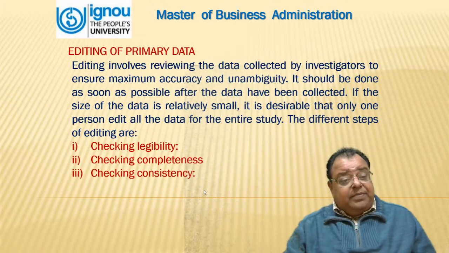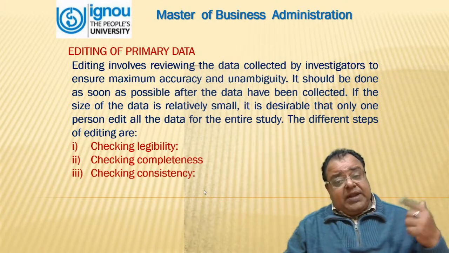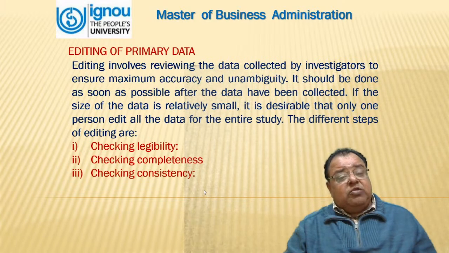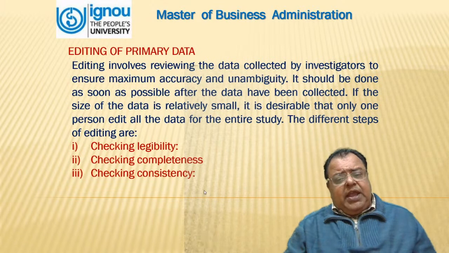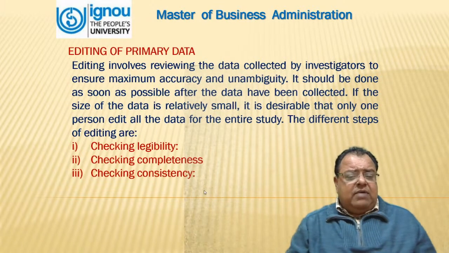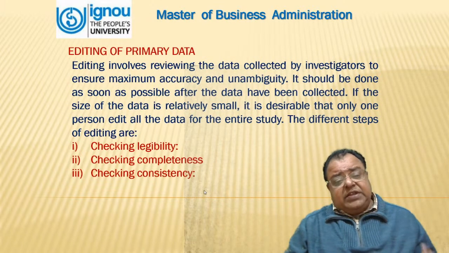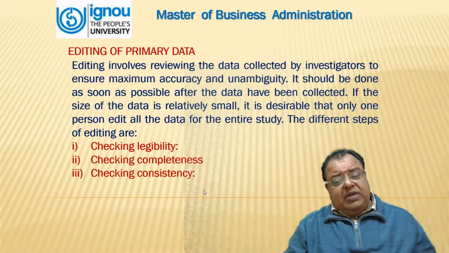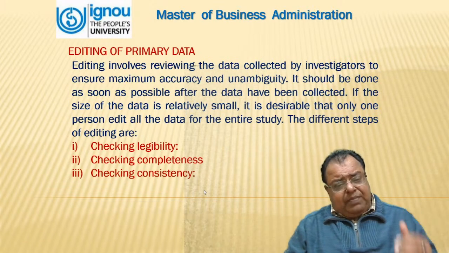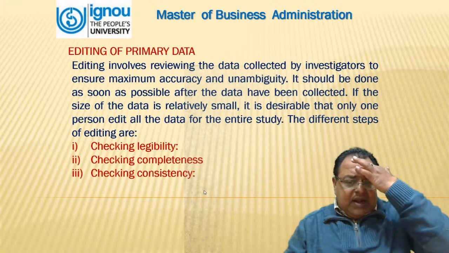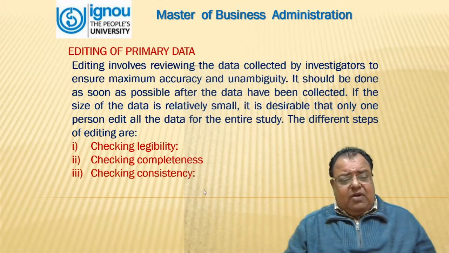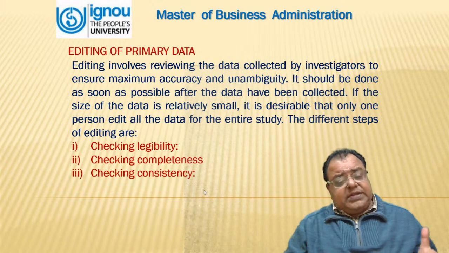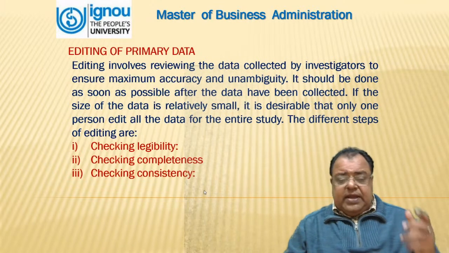Editing of primary data. Editing involves reviewing the data collected by investigators to ensure maximum accuracy and unambiguity. It should be done as soon as possible after data has been collected. If the size of the data is relatively small, it is desirable that only one person edits all the data for the entire study. The different steps involved in editing are checking legibility, checking completeness, and checking consistency.